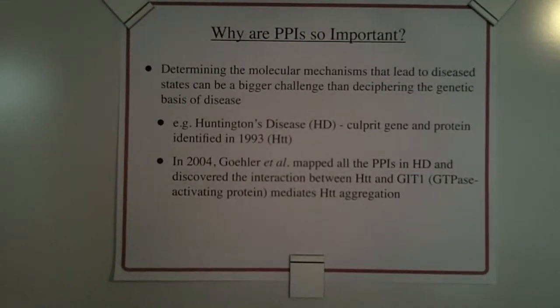Why are PPIs so important? Well, determining the molecular mechanisms that lead to disease states can be an even bigger challenge than deciphering the genetic basis of the disease itself. For example, in the case of Huntington's disease, the culprit gene and protein was identified in 1993 as HTT. But it wasn't until 2004 that Goler et al. mapped all the PPIs in Huntington's disease and discovered that the interaction between HTT and GIT1, a GTPase-activating protein, mediates HTT aggregation. Once this knowledge was obtained, better treatments could be formulated.